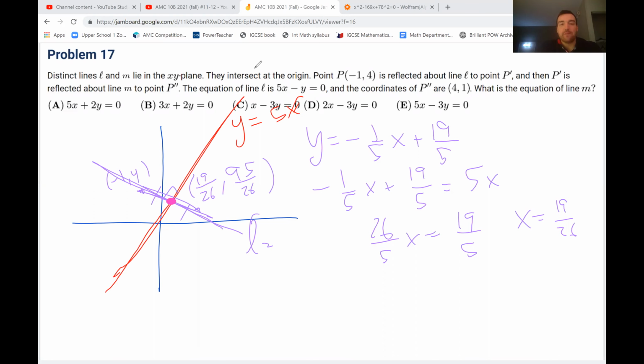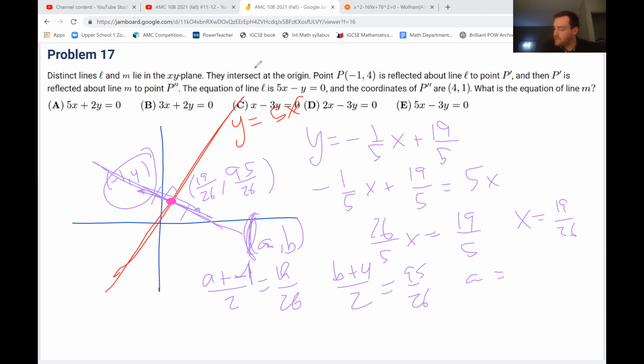So that means (19/26, 95/26) is the midpoint of (-1, 4) and the point over here, which I'll call (A, B). Then we use the midpoint formula: (A plus -1) over 2 equals 19/26, and (B plus 4) over 2 equals 95/26, which tells us A is equal to 32/13. I'll just leave it to you to do all this arithmetic. I think it's a little boring to show where it all comes from.